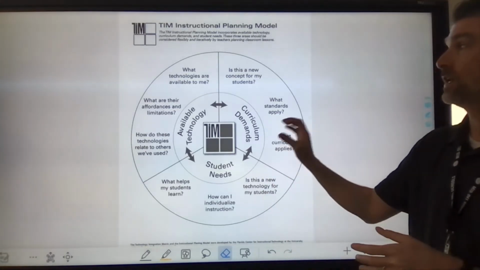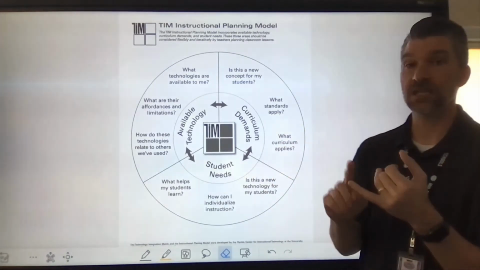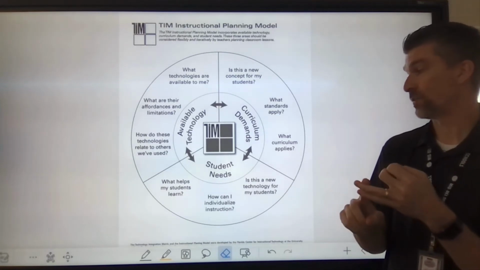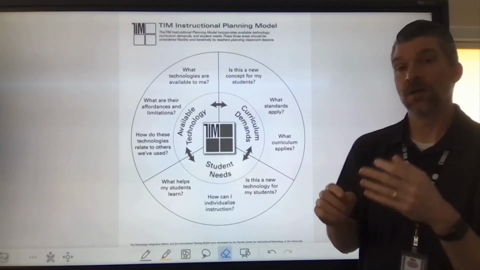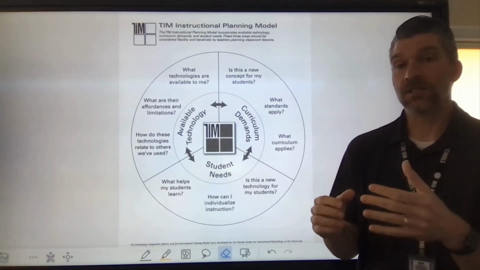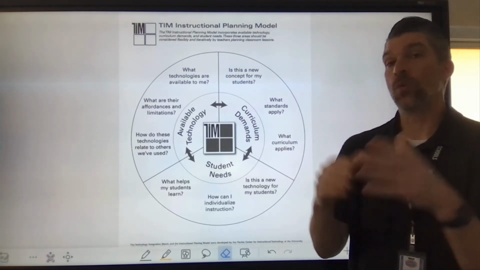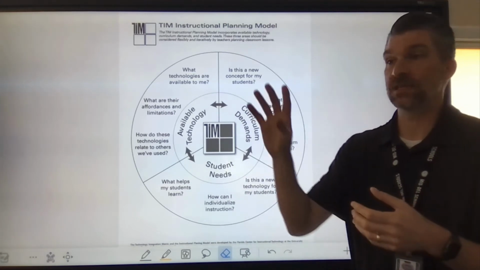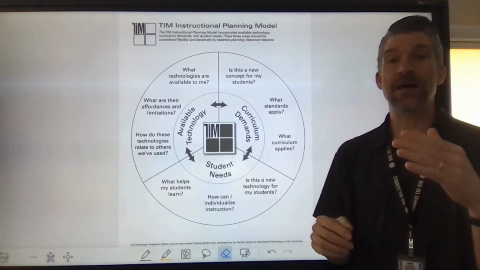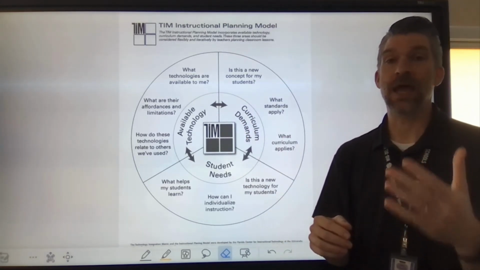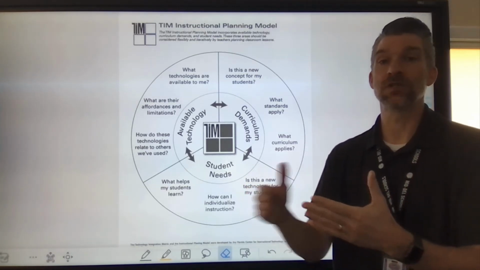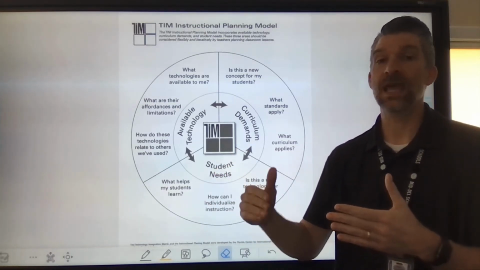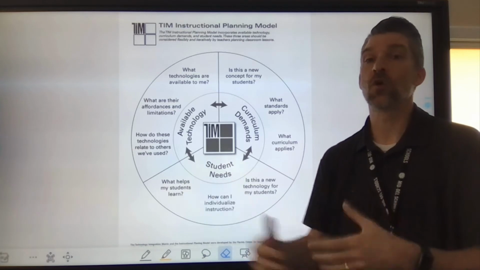Okay. Curriculum demands. Is this a new concept for my students? What standards apply? What curriculum applies? Because we have technology doesn't mean we get to just go willy-nilly all through learning and do whatever feels good or chase some shiny object. Remember that we have Oklahoma State standards that we have to get our students moving towards all year long. And so we can't forget those things as we're incorporating the technology.